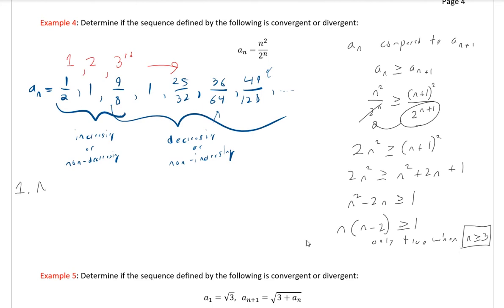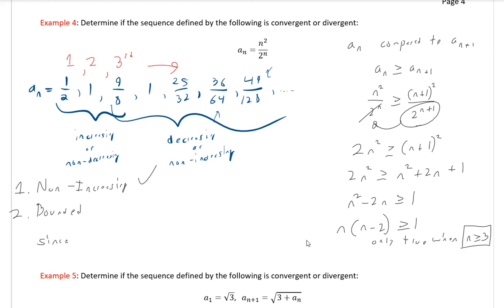So, non-increasing, done. The second thing we need to do is we need to show that it is bounded. We can do these in either order, really. Looking at these, though, we're trying to show that it is non-increasing, so it's going down to something. Well, pretty easily, I could say that it's bounded by 0.